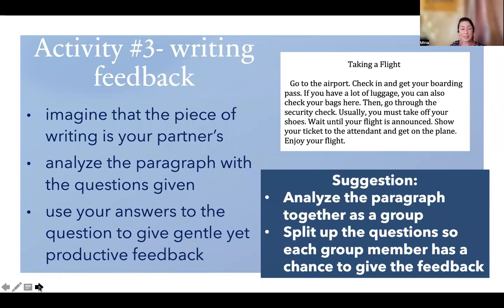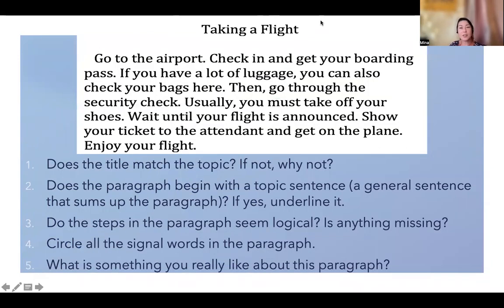So I'll advance to the next slide, and you can see here is the paragraph, big enough hopefully for you to see it. And then you'll see that there are 5 questions to answer. It says circle the signal words. If you're able to use the annotation tool, you can do that, or you can just identify verbally the signal words.